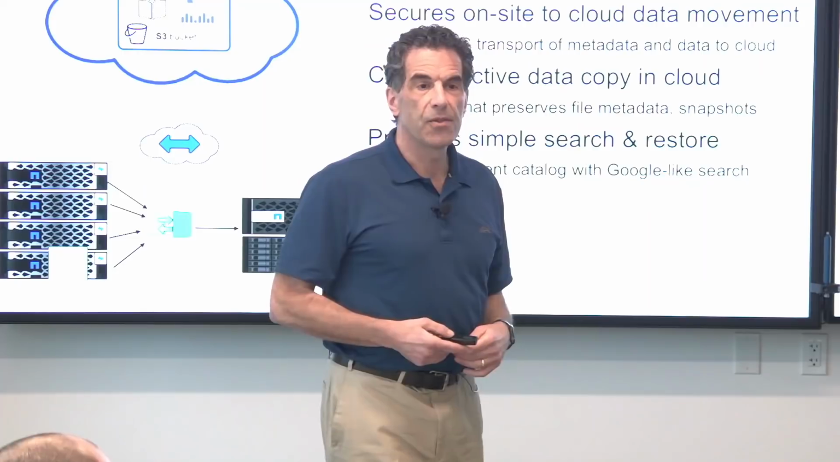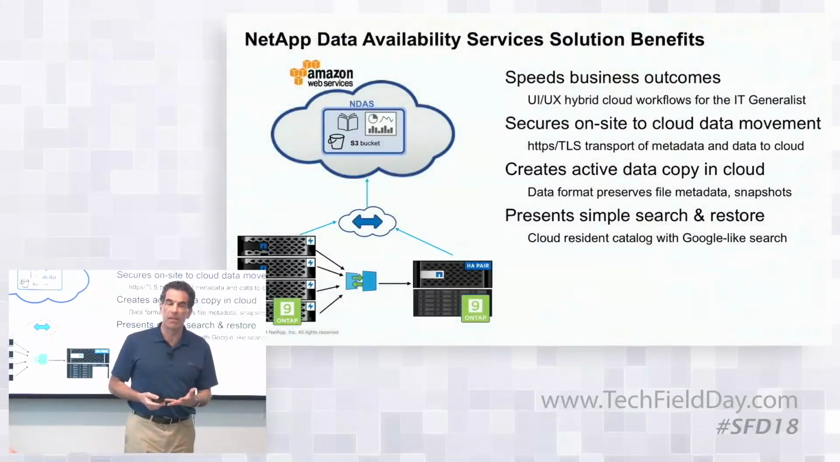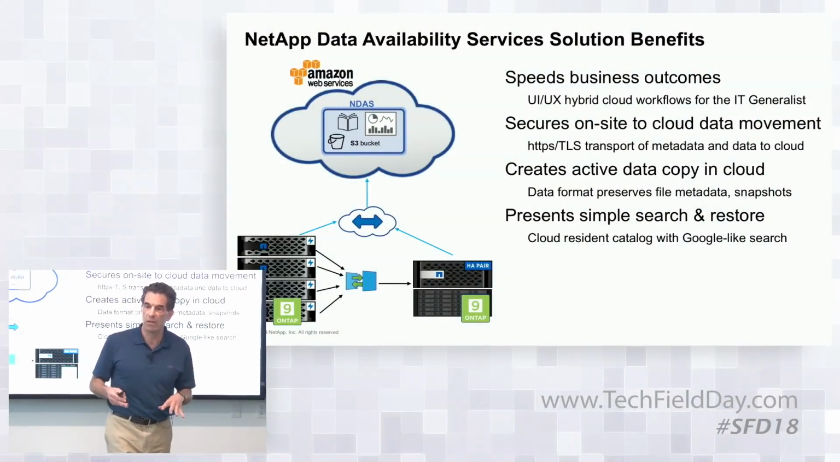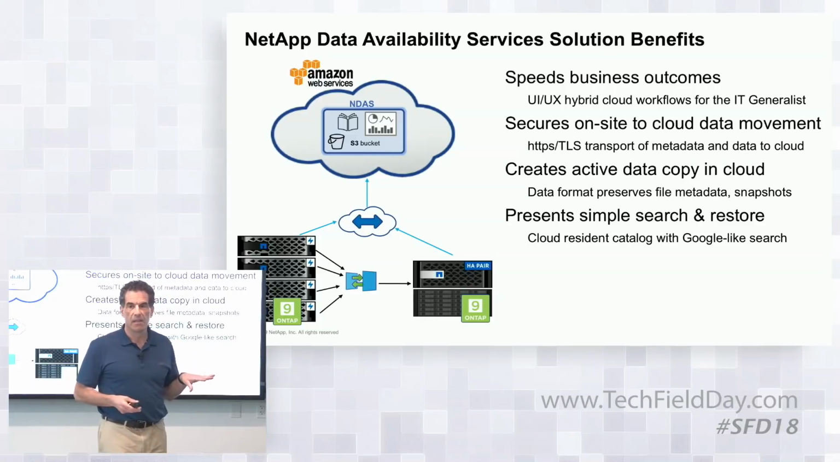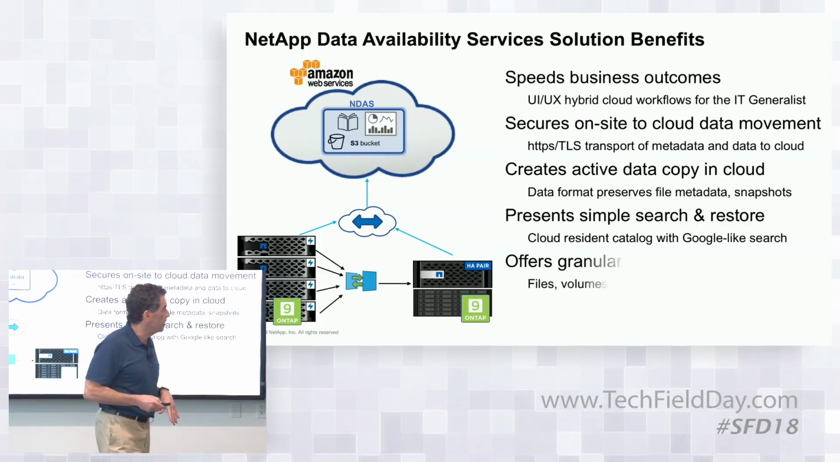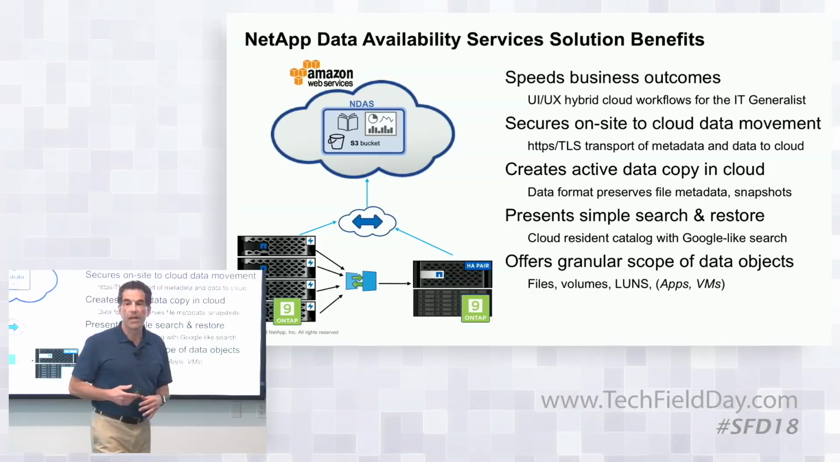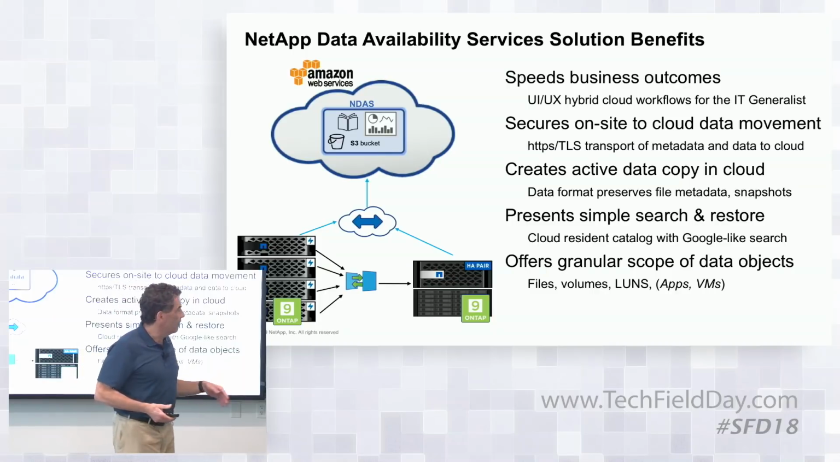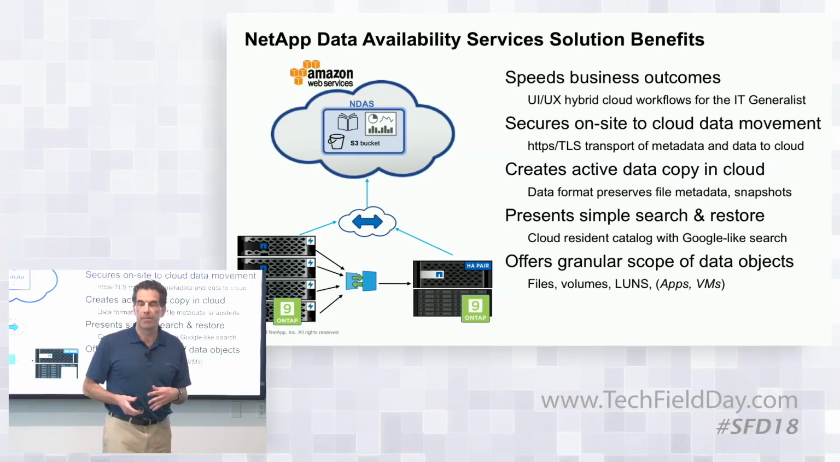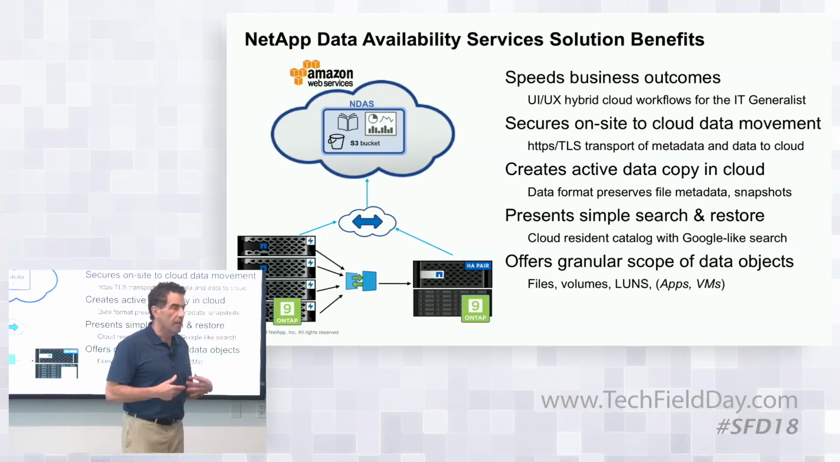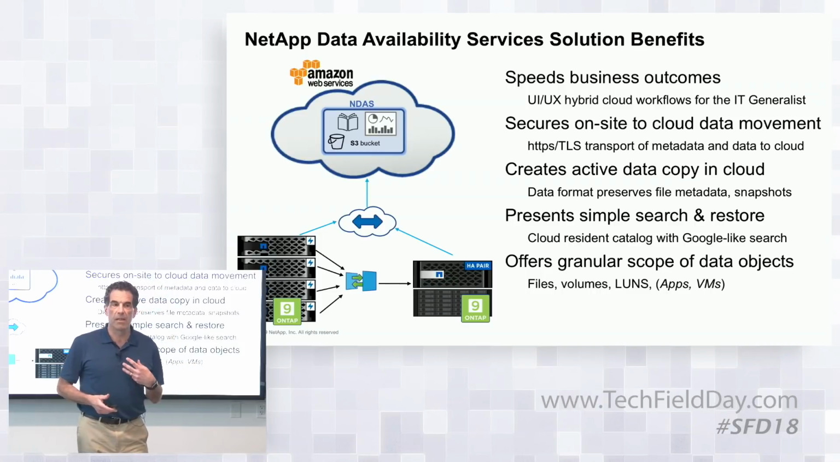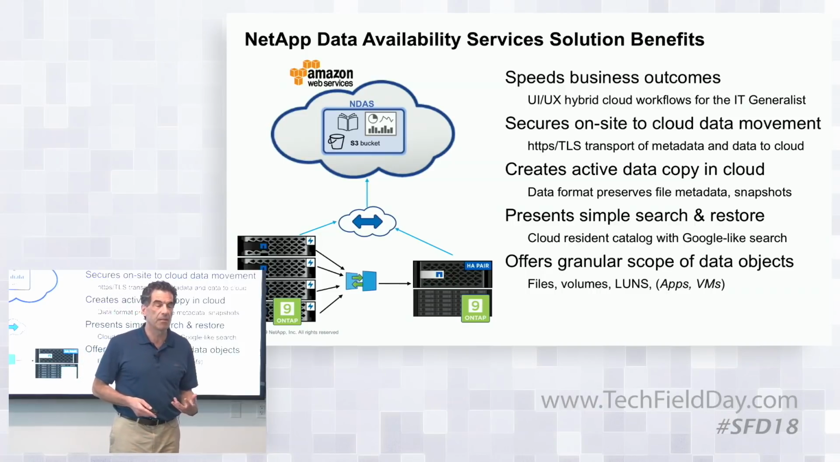And you'll see in the demonstration, to find data once it's moved to the cloud, if you know how to use Google, you'll know how to find data with this product. And you'll see that in a moment. And finally, the level of granularity of the data movement will start off as files, volumes, and LUNs, both from a movement perspective and a search and restore. In later versions, we'll present a level of granularity that includes applications themselves, like an Oracle database, for example, or an SQL database, and virtual machines.